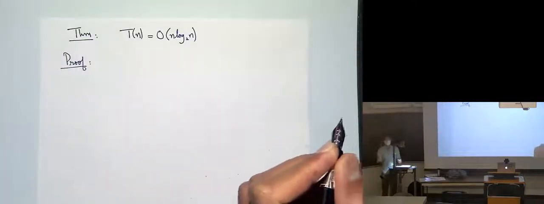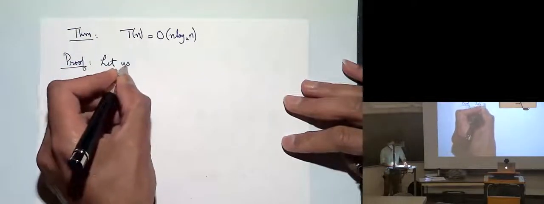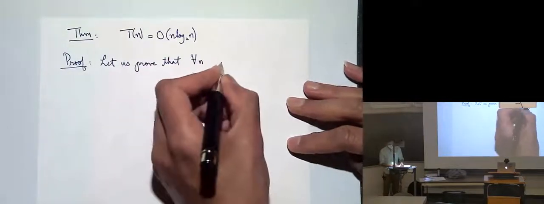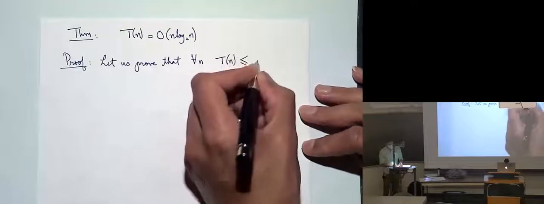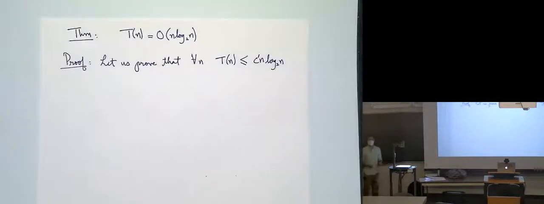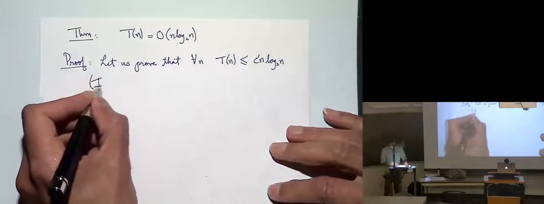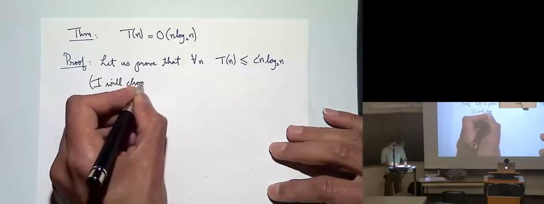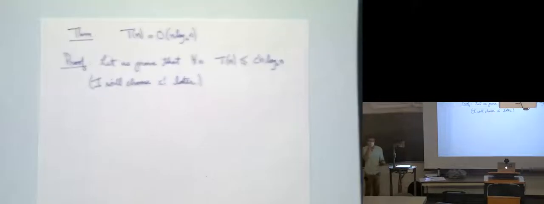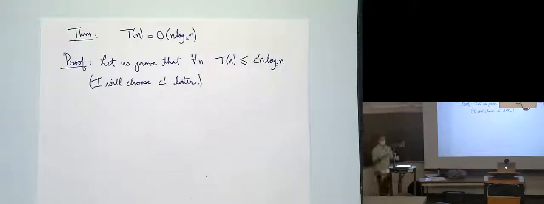So the first step is I choose the constant. Okay? So let us prove that for all n, T of n is at most C prime times n log base 2 n. It's a different constant than the original. I will choose C prime later, so you sort of have to watch what I do and then you'll see.